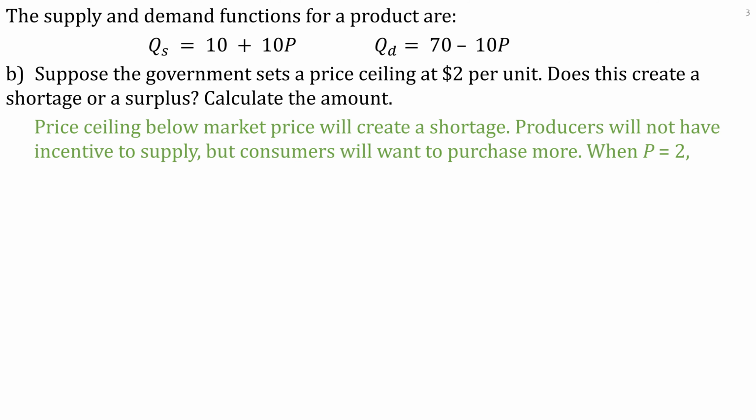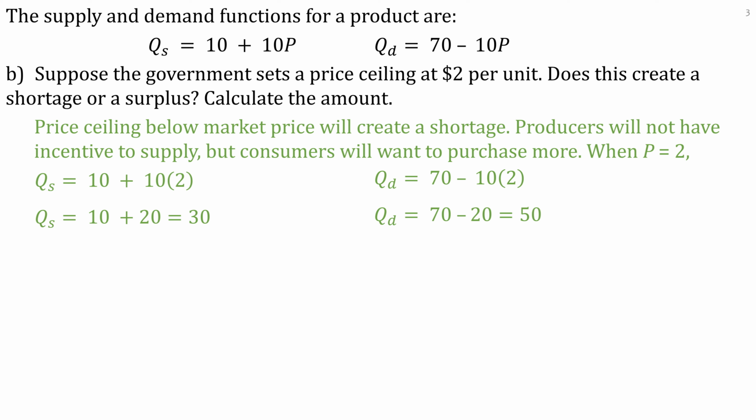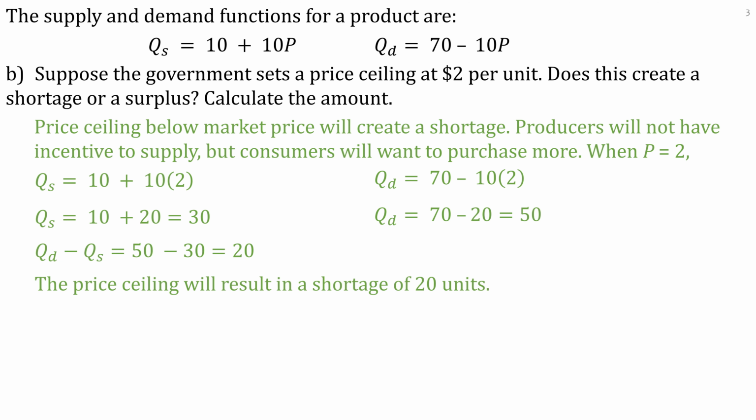Okay. If we want to calculate the amount of this shortage, then we need to know, well, what exactly is the amount supplied and what exactly is the amount demanded when the price is low at $2 per unit. So we plug 2 into the quantity supplied formula, and we have that 30 units are in supply, and for the demand, we plug in 2, and we get that there's actually a quantity demanded of 50 units. So 50 consumers want to buy it, but only 30 are available. There are going to be 20 units in shortage.